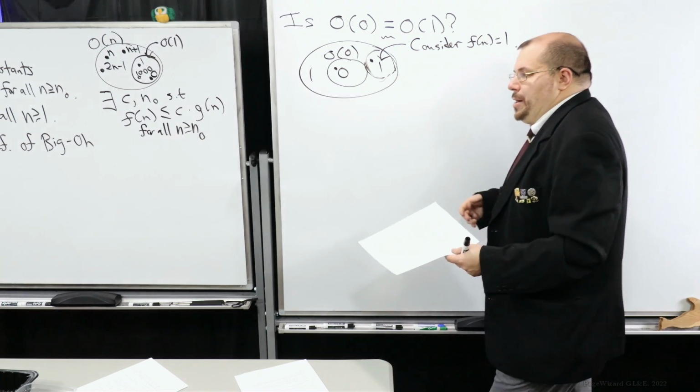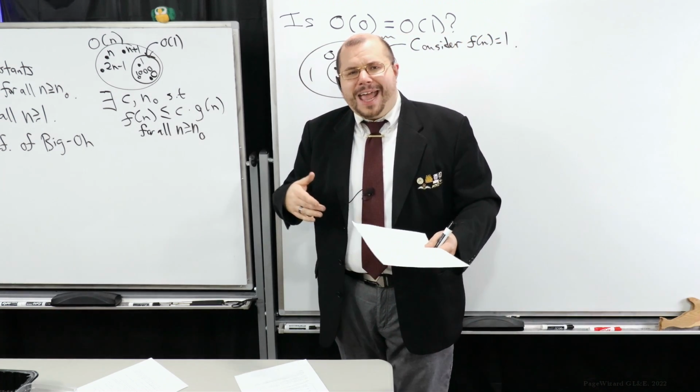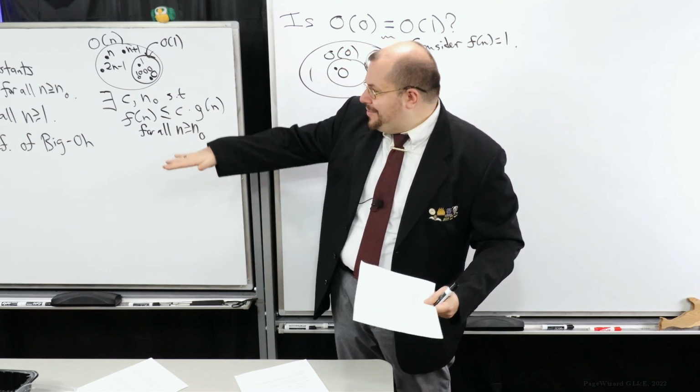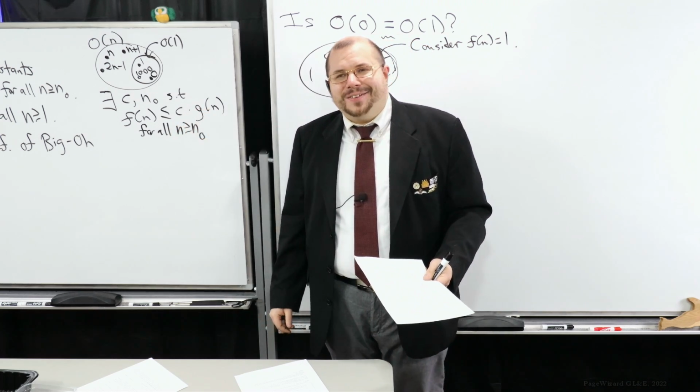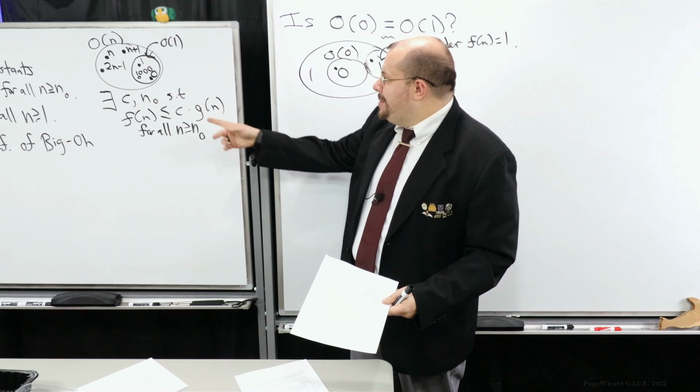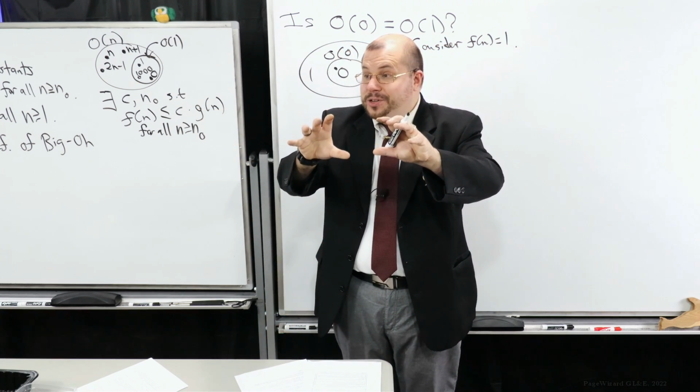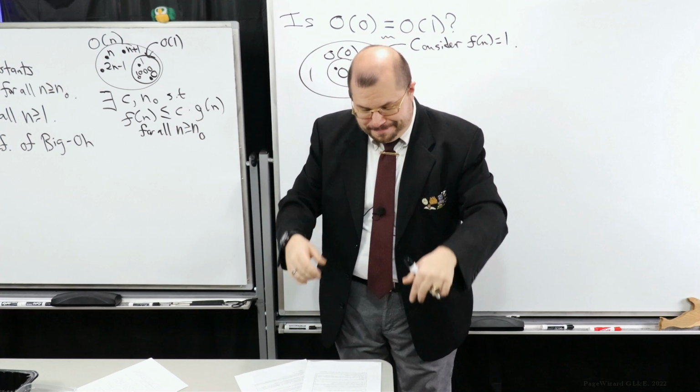But how does it work if I wanted to show you that you can't do this? What we would call the logical negation of this statement. So you can think of this like a game. In that game, I have to pick up a c and an n0, and I have to show them to you and see if they work, right?